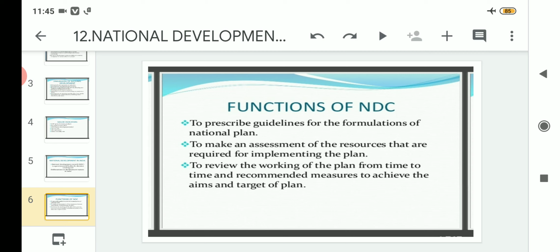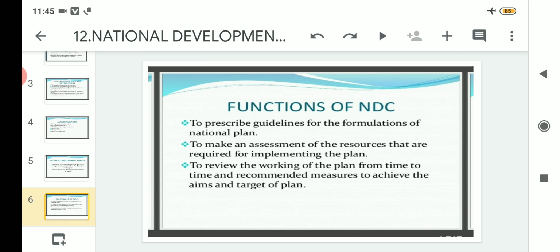Clear? They will look into the availability of the resources that are required in order to implement the plan. The first one is only on paper because it is just a guideline. After that, in order to make it practically successful, they need to implement it, and in order to implement it they need the following resources. So they will take stock of the availability of those resources, whether they are available or not, in order to implement the plan.